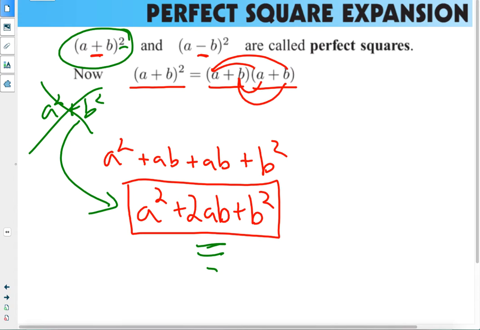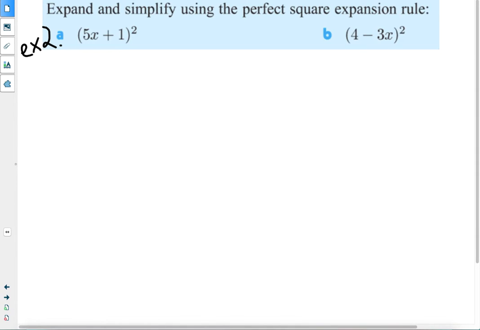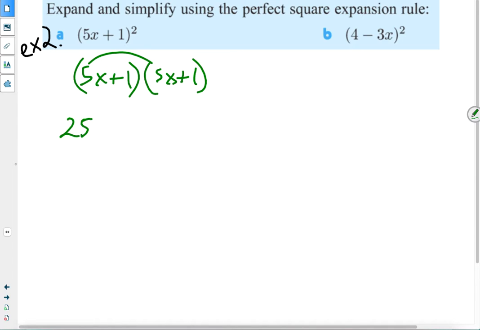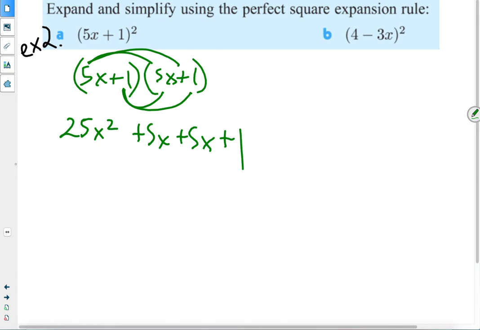So let's look at an example here. What we want to do is square 5x plus 1. So I know that that's 5x plus 1 times itself. Now I just execute this as I would before, and I get 25x squared plus 5x plus 5x plus 1. So I get 25x squared plus 10x plus 1.